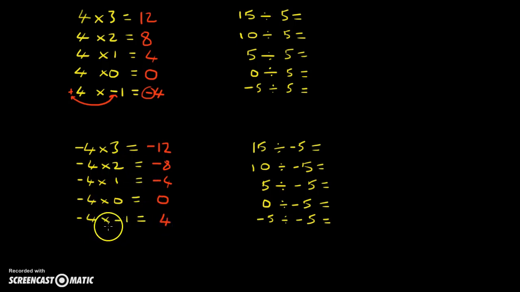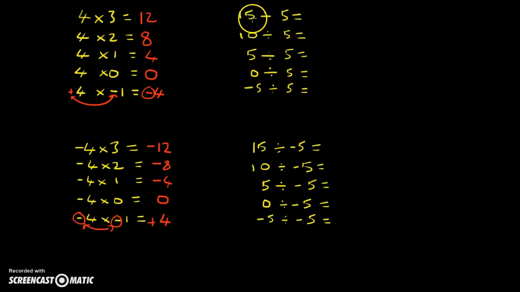So if we look at this, we've got a negative multiplied by a negative must give us a positive. So a negative multiplied by a negative gives us a positive.